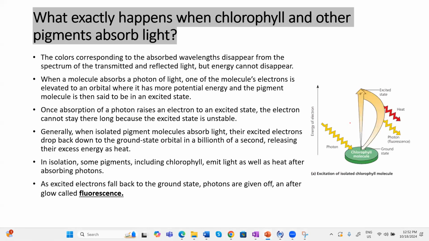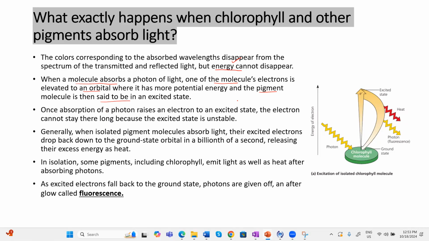Now before we study how the chlorophyll is working in the chloroplast, let us see what happens when any pigment molecule absorbs light. Now, basic concept, understand it. Whenever any light is absorbed, that color will disappear from the transmitted or reflected light. But energy has not disappeared. So what happens whenever any molecule absorbs a photon of light is that one of the electrons of that molecule is elevated to a higher energy level. And we say now the pigment molecule is excited.